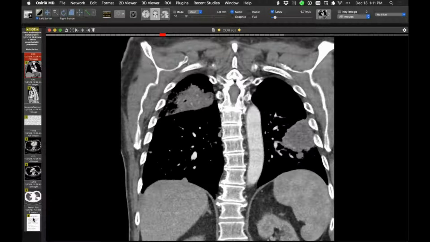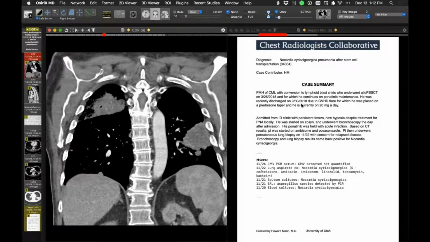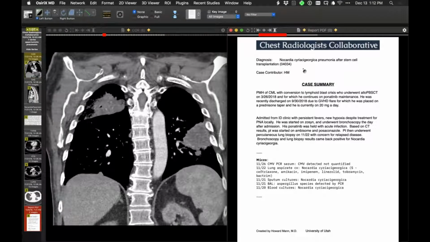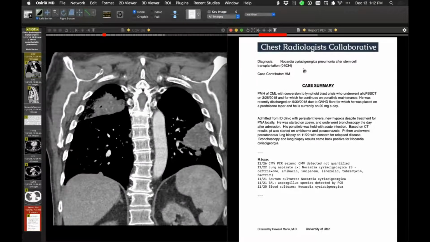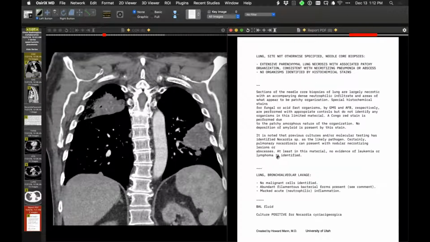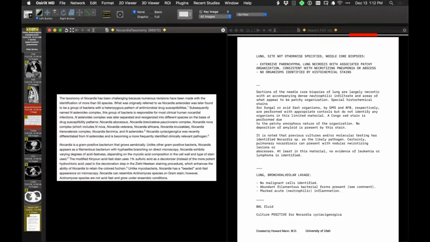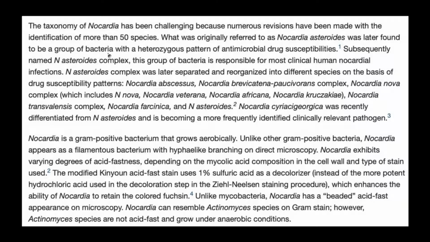And this one turns out to be this particular form of nocardia. I don't know how to pronounce that, but that's the form of nocardia that this is. So stem cell transplantation and this nocardia by virtue of BAL as well as culture positive nocardia. So nocardia asteroides is actually a complex, a bunch of different ones, but this particular one is the one involved in this case. So I think, yes, Nocardia cyriacigeorgica.